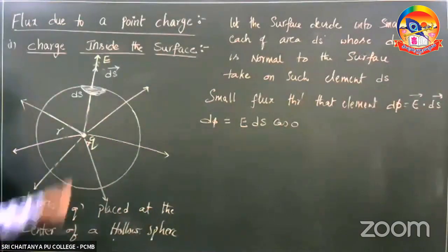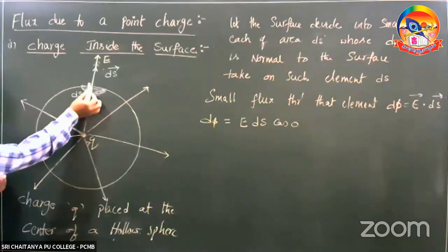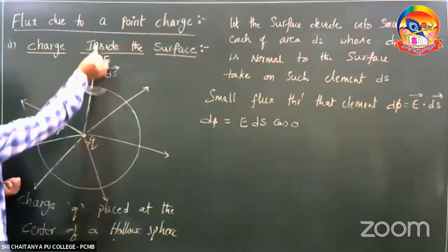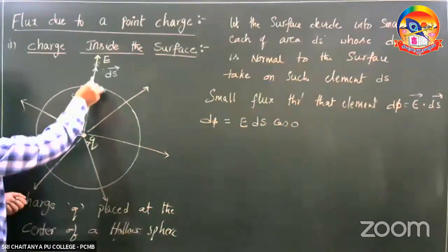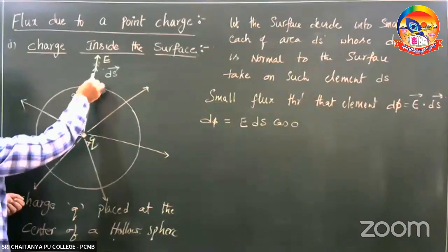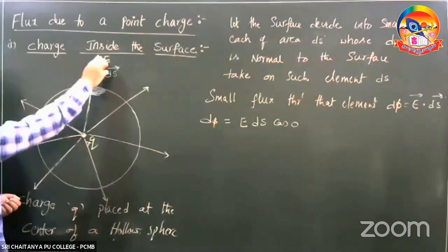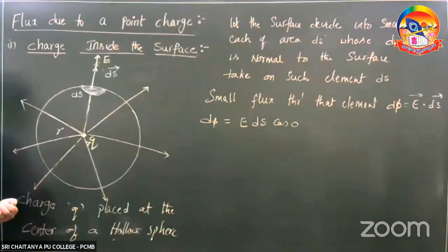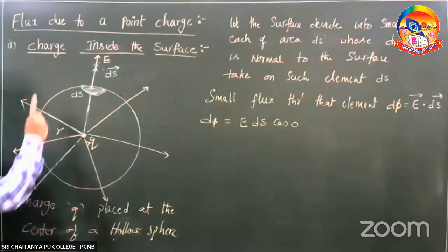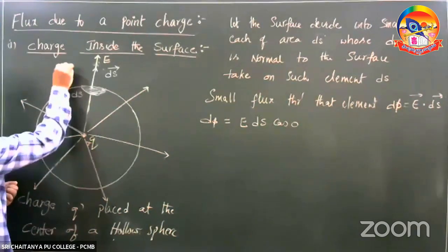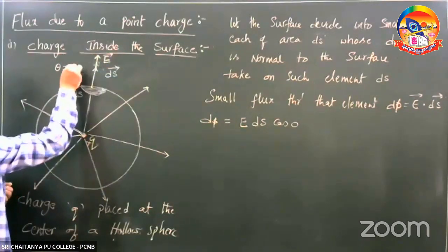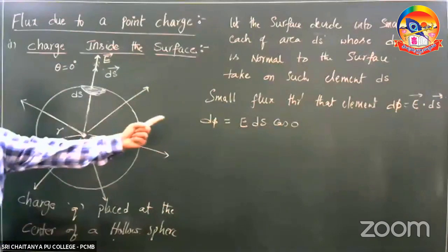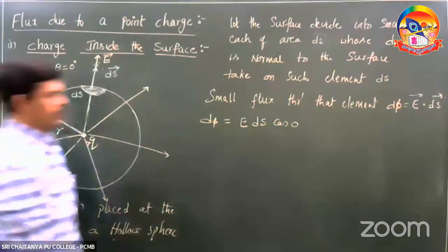Why cos 0, sir? See this diagram. ds is in this direction, E is also in this direction. E direction is along the radius vector, and ds is normal to the surface. The directions of ds and E are parallel, right? So what is the angle here? Theta, the angle between E and ds, is 0. So that is E ds cos 0.